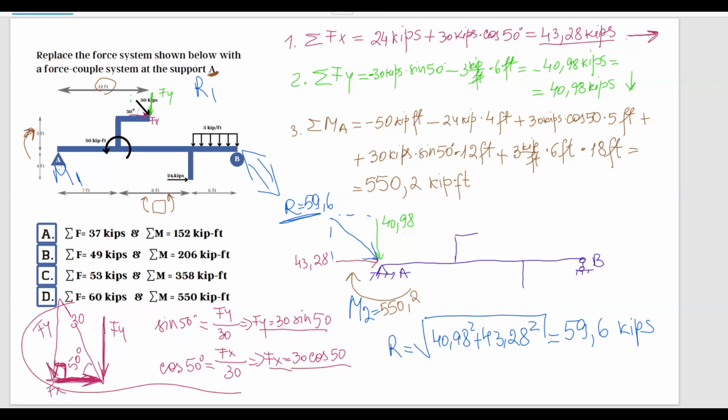So looking at the answers here, we have a resultant of approximately 60, right? And the moment is 550 kips-feet. So the correct answer is D.